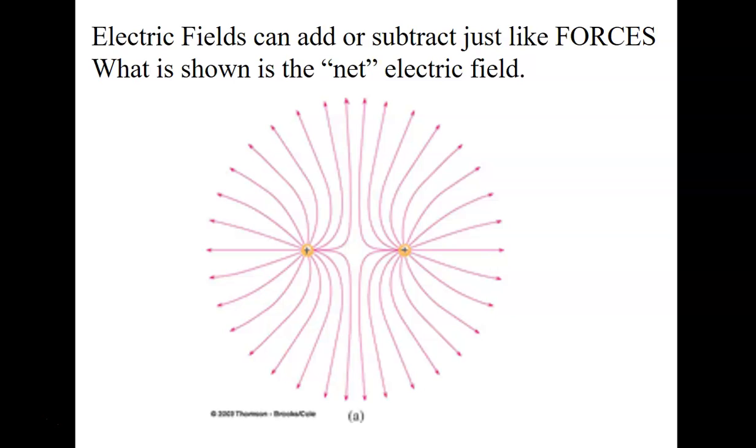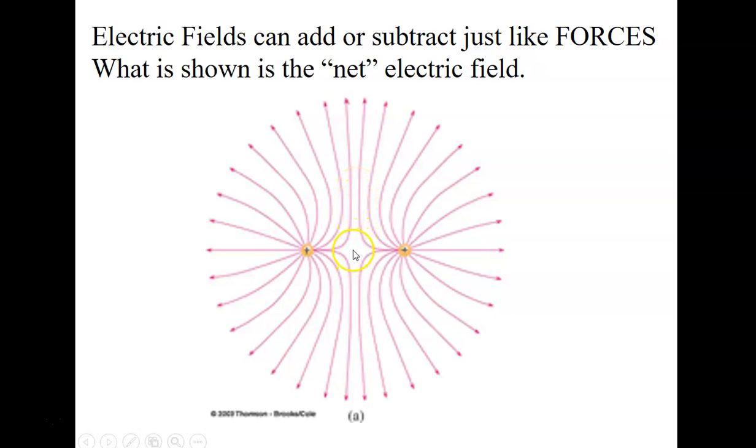Okay, and what would the direction be? I believe we were talking about an electron, so the electric field would be pointing towards the electron. Okay, now electric fields can add or subtract just like forces. So what is shown here is the net electric field, meaning if I were to put a particle at this location right here, it would be getting pushed straight up, okay? Because there would be a diagonal force to the right, and there would be a diagonal force up and to the left. The left and right components of those forces are going to cancel out, okay? And we're going to be left with strictly a vertical component, okay?